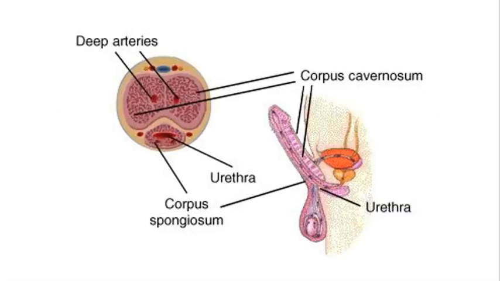Next, we have the corpus spongiosum, which is the third cylinder of erectile tissue in the penis. It is located inferiorly and surrounds the urethra. And at the distal end, the corpus spongiosum expands to form the glans penis. The corpus spongiosum functions to keep the urethra open during erection so that semen can travel through the urethra unimpeded during ejaculation.